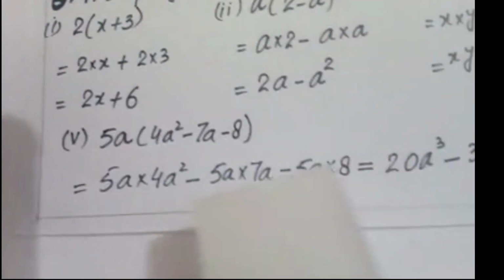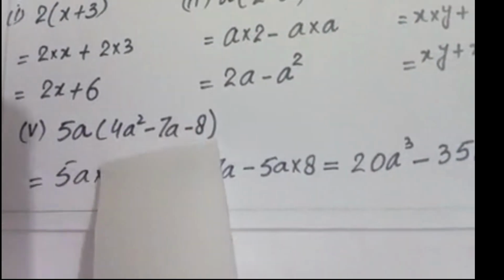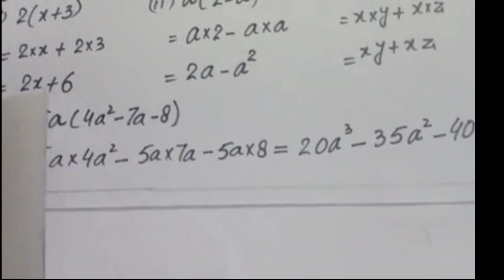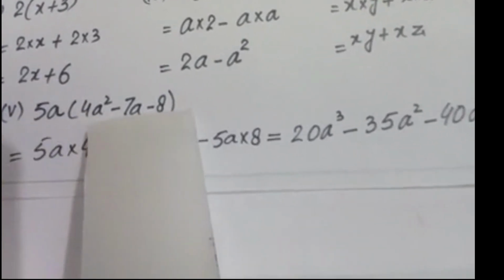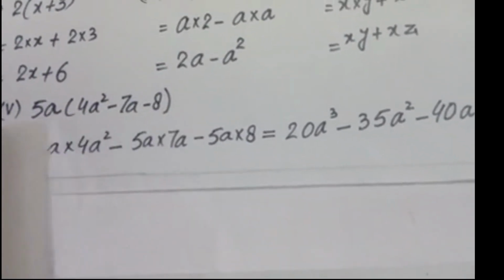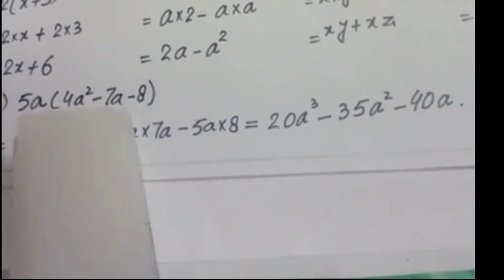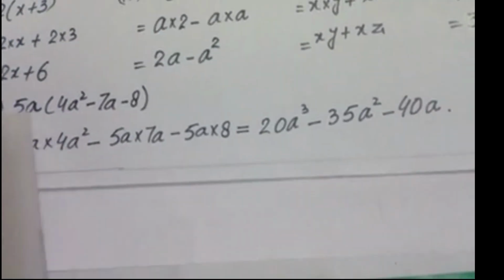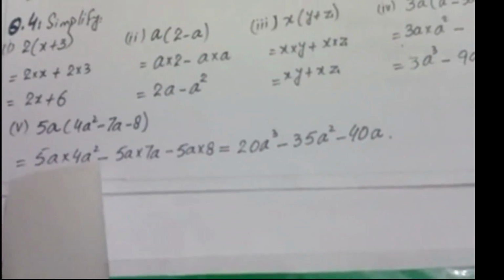Now we study the last part of this question, that is 5a into 4a square minus 7a minus 8. This 5a will be multiplied by the complete expression in the bracket: 5a multiplied by 4a square, then minus 5a multiplied by 7a, then this minus sign, and 5a multiplied by 8. Now we are going to multiply these terms.